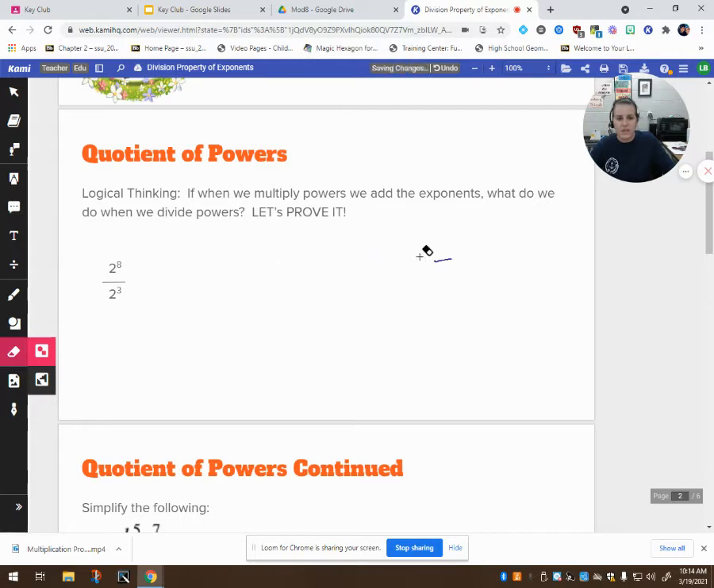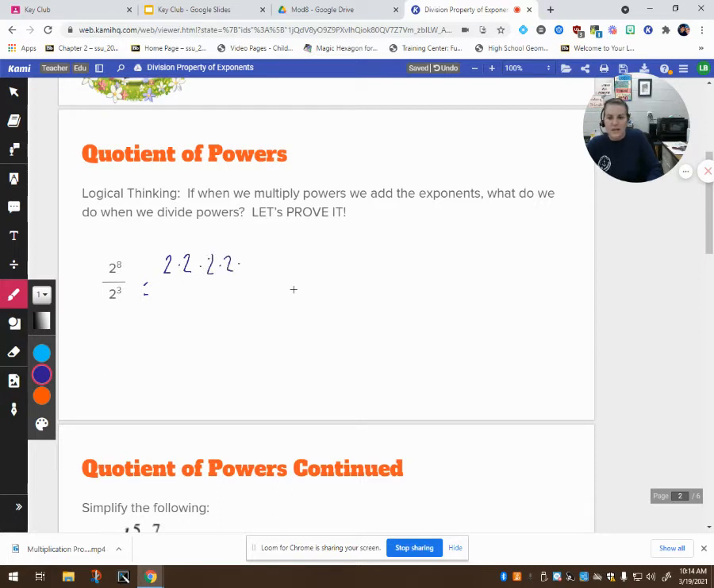2^8/2^3, and just like we wrote them out when we were multiplying, we can write it all out when we're dividing. So on top, I've got 2 times itself. How many times? This isn't 2 times 8. This is 2 times 2, 8 times: 1, 2, 3, 4, 5, 6, 7, 8, over 2 times 2 times 2. Well, clearly that's 1.